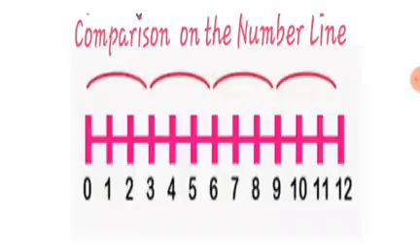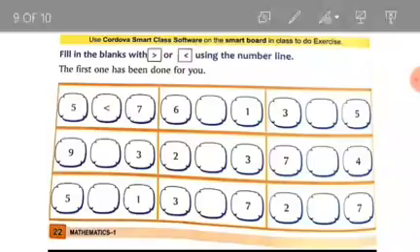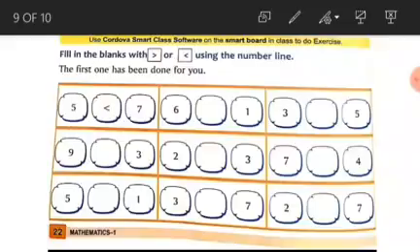Now with the help of the number line we will put the signs in the boxes. So look at the questions. Now our first question is 6 and 1 is given here. So 1 is closer to 0 and 6 is farther than 0. So we put the sign: 1 is smaller than 6. We put the sign like this.